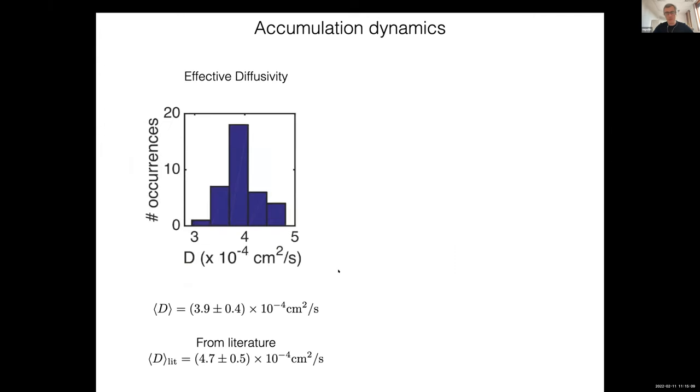We got two main things measured from these curves. The first one, from the relaxation, is the effective diffusivity at the population level. This is an example of the results that we got. We have an average diffusivity, which matches well with other results from the literature, which were measuring the diffusivity in a different way. For us that means that we were not doing anything egregiously stupid.